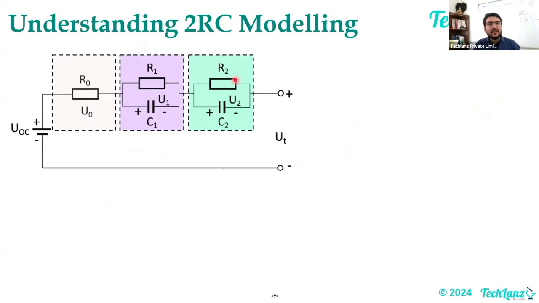There are three parts which model three different elements of a cell of a battery pack. One is the series resistance, one is the first RC network, then the second RC network.